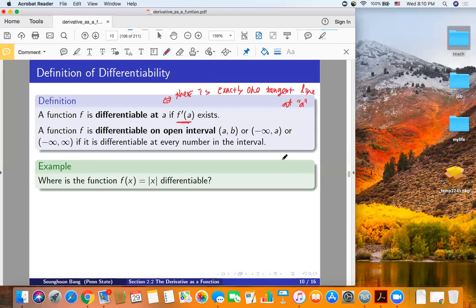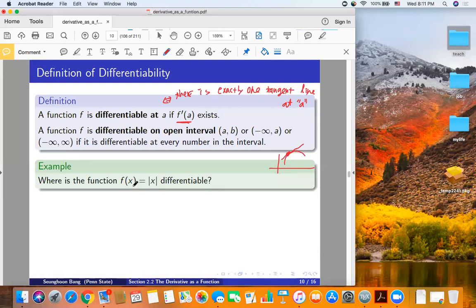This is the geometric meaning of differentiability. One example, the graph is like this. You can see this point. Is this differentiable or not, and this point here? You can draw a tangent line. Yes, we have only one tangent line. Yes, differentiable. This is the idea.